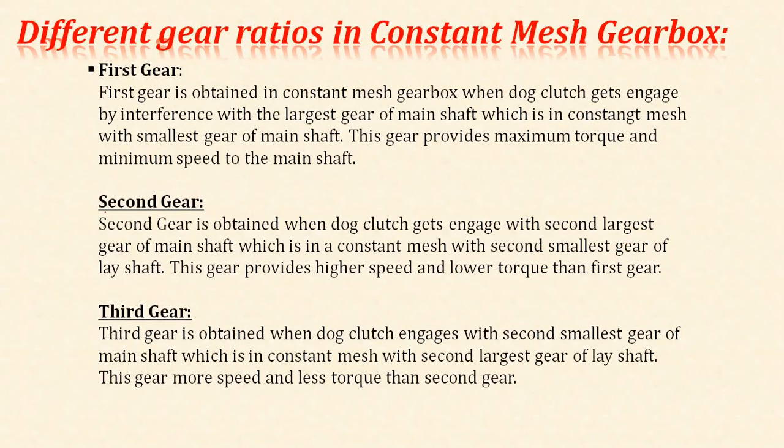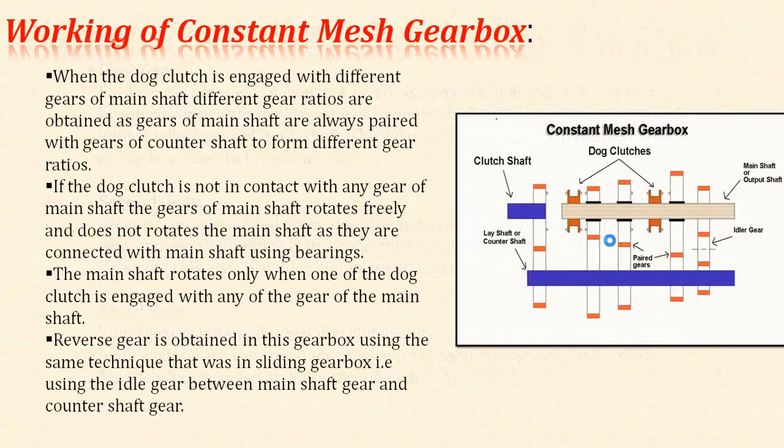Now the second gear is obtained when the dog clutch gets engaged with the second largest gear of the main shaft, which is in constant mesh with the second smallest gear of the lay shaft, and this gear provides higher speed and lower torque than the first gear.